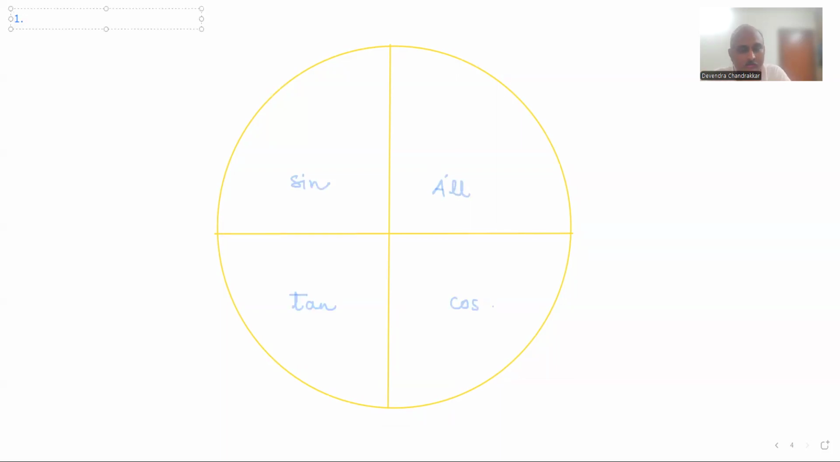First quadrant is trigonometric values of all the angles in the first quadrant is positive. Trigonometric values of all the angles in the first quadrant is positive. So that means sine, cos, tan of all the angles between 0 and 90 degrees is positive. This I'll explain also.